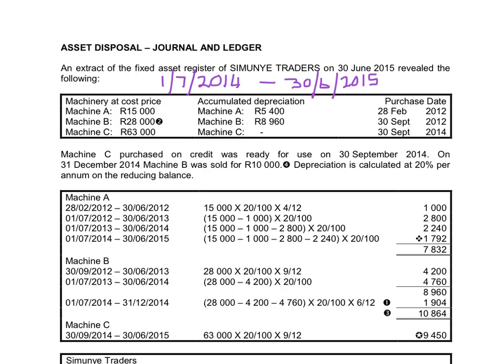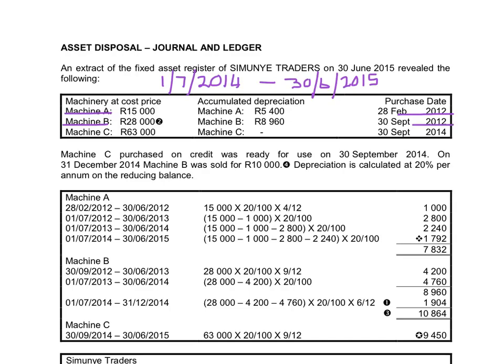Now, if we look at the information, we see that machine A cost 15,000 Rand. The accumulated depreciation is 5,400, and the purchase date was the 28th of February 2012. So that is before the current financial year. Machine B, cost price 28,000, was purchased on the 30th of June 2012. So that is also before the current financial year.